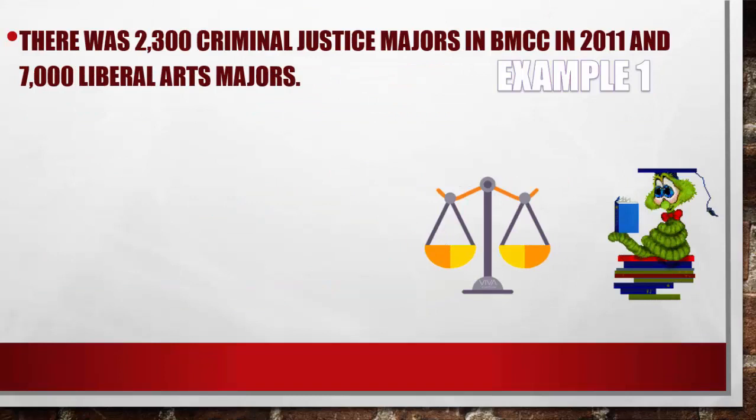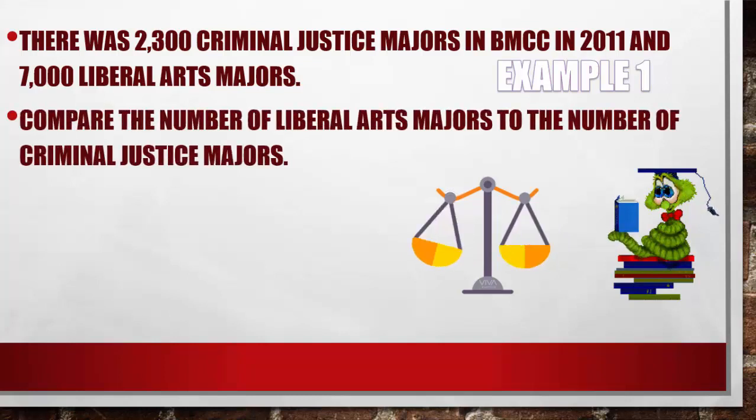In example number 1, there are 2,300 criminal justice majors in BMCC in 2011 and 7,000 liberal arts majors. Compare the number of liberal arts majors to the number of criminal justice majors. Now let's go over to the whiteboard and work this out and see how we can compare these two quantities.